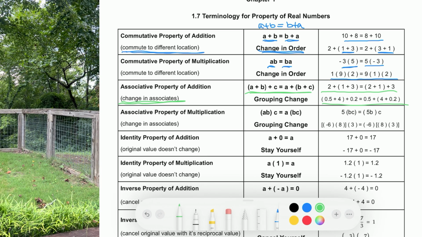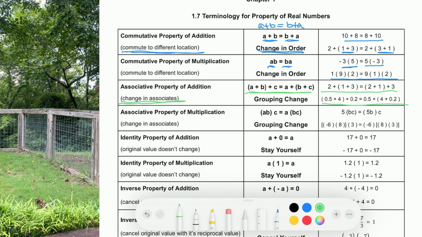It doesn't change the rule. It's still about who is with who, and if that changes. So 0.5 plus 4 is together on the left side. But then when we move to the right side, 4 is now with 0.2. So it changed who was grouped with who in that parentheses.